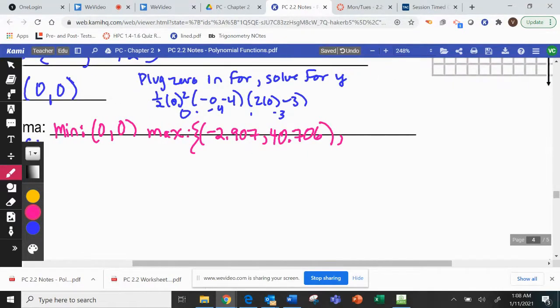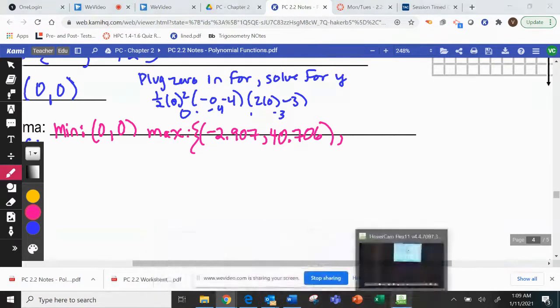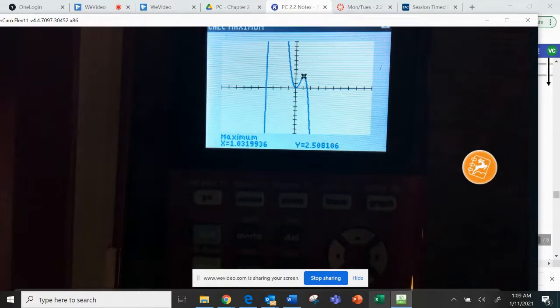We're going to do the same thing again with the other maximum. Choose number 4. Do the left bound. So 0 could be the left of it, and to the right of it would be 2. And I'm going to guess 1. And it's not exactly 1. Oh, I'm sorry. I didn't show you that part. I'll do it again.